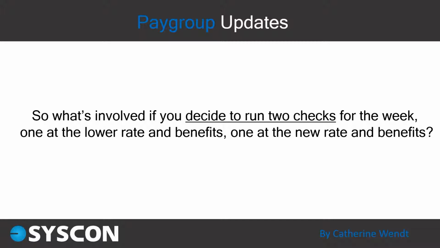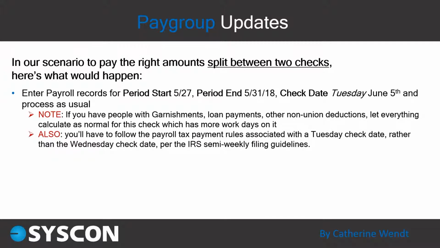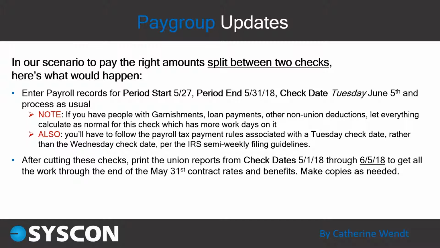So what's involved if you decide to run 2 checks for the week, one at the lower rate and benefits and one at the new rate and benefits? So here's the scenario. You would enter the payroll records for a period start date of 5/27, period end date of 5/31. The check would be dated Tuesday, June 5th, the day before our usual checks are run. Couple things to note. If you have people with garnishments, loan payments, other non-union deductions, whatever they might be, let everything calculate as normal, since this check has the most number of days on it. And then also, you need to remember that a Tuesday check date has different tax payment rules than a Wednesday check date. So make sure you're following the IRS guidelines if you're a semi-weekly filer.